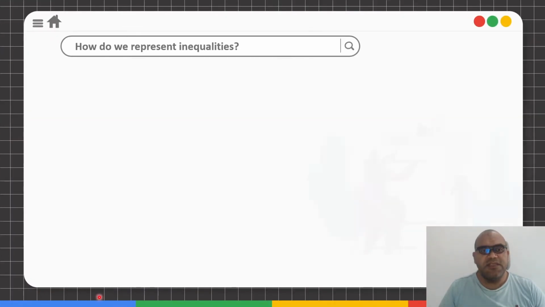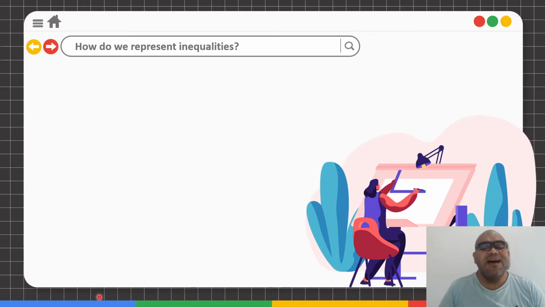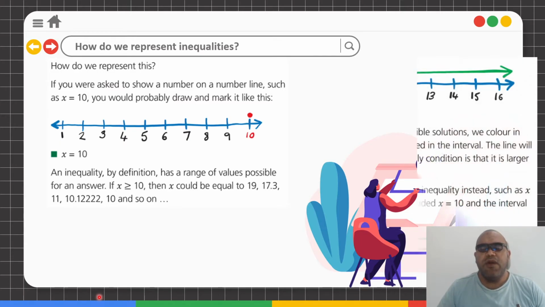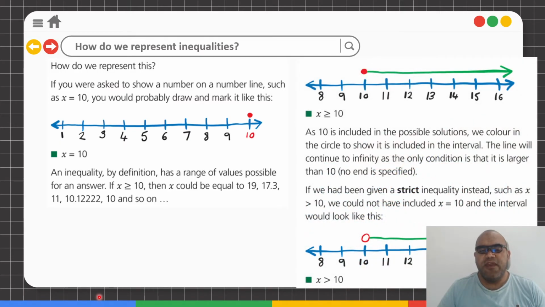I think you remember these steps. Right now, guys, how do we represent inequalities? Just a review from our last class. We draw the number line, and when you say x equals 10, we put a mark at 10. Great. And when we are looking for numbers greater than or equal to 10, I have a closed circle and the arrow moves to the right because I look for numbers greater than 10.